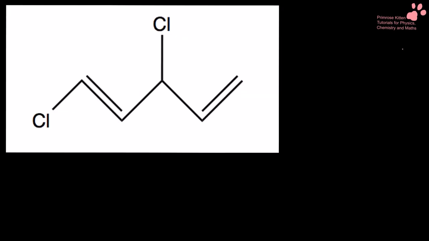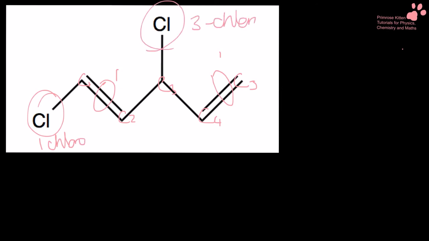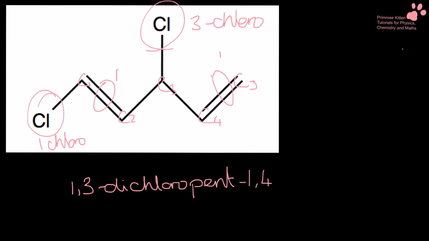Name this one. Here we have carbon, carbon, carbon, carbon, carbon. We have 1, 2, 3, 4, 5. We've got a double bond on the 1, a double bond on the 4, we've got a 1-chloro, and we have a 3-chloro, which will make it 1,3-dichloro-pent-1,4-diene.